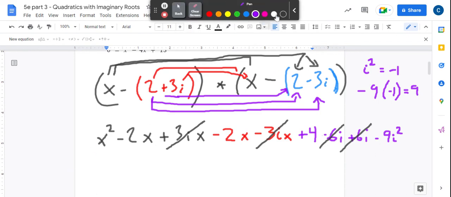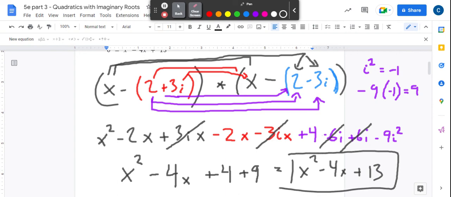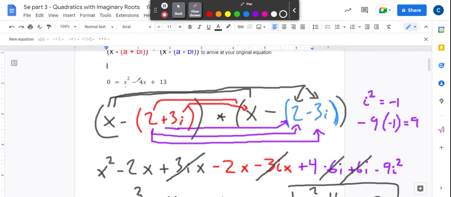So let's combine some like terms down here, shall we? We have x squared. We have negative 2x minus 2x, which is negative 4x. Then we have plus 4 here, plus 9 there. So what does that become? Well, x squared minus 4x plus 13, which was our original thing right there.